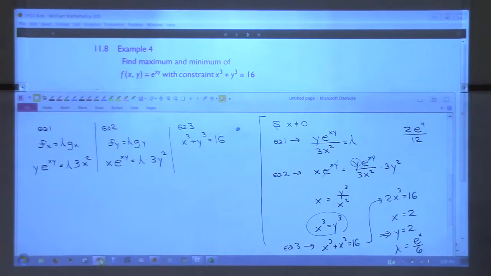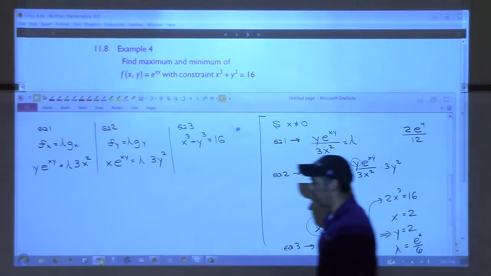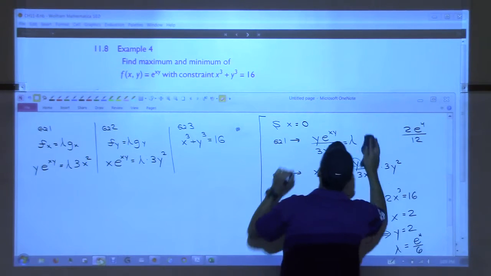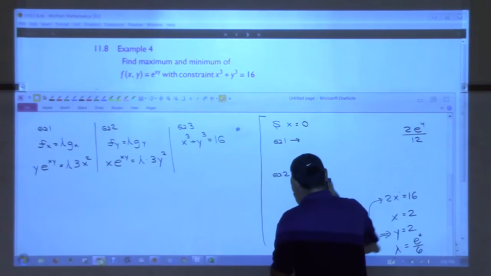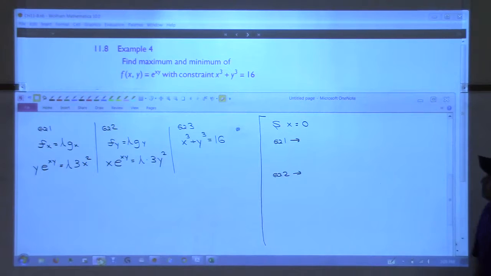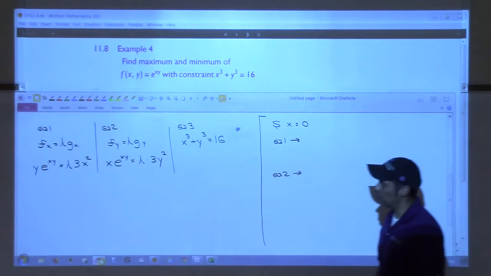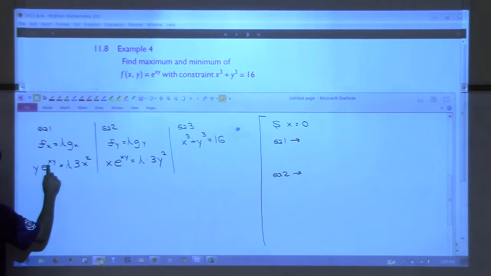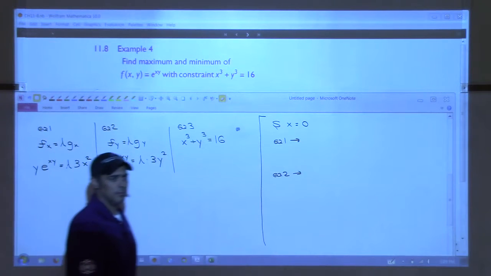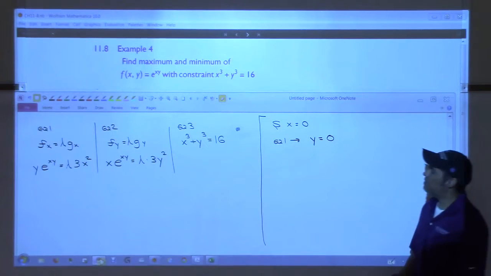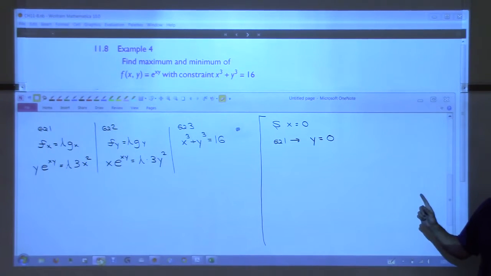Now, we need to take a look at x not being 0. We need to now look at what happens if x is 0. All right? What if x is 0? Suppose x is 0. And let's start over. What would equation 1 tell us if x was 0? This would be 0 equals e to the 0, which is 1, so y would be 0. Do you all agree with that? And so if x is 0, y would have to be 0 from equation 1.